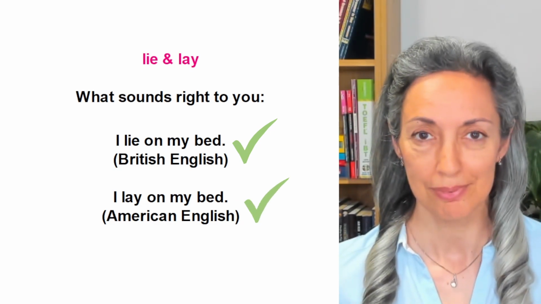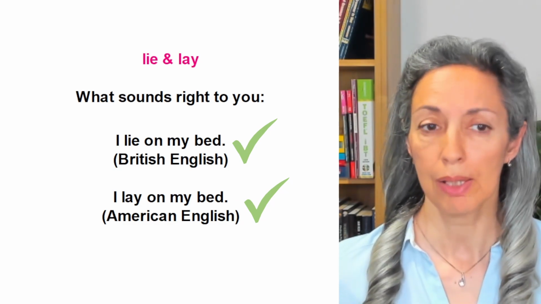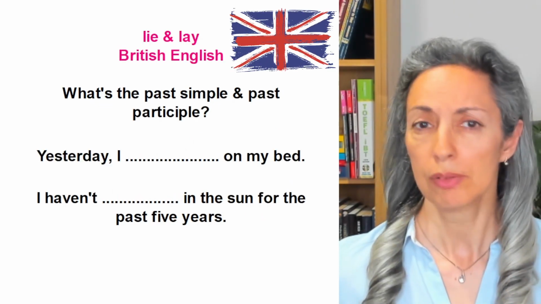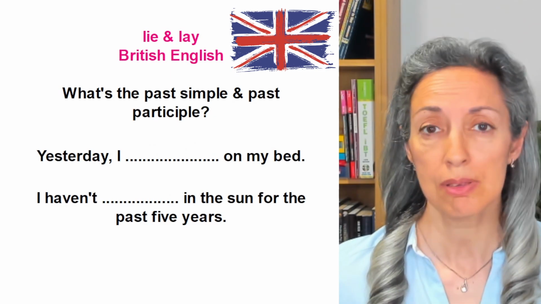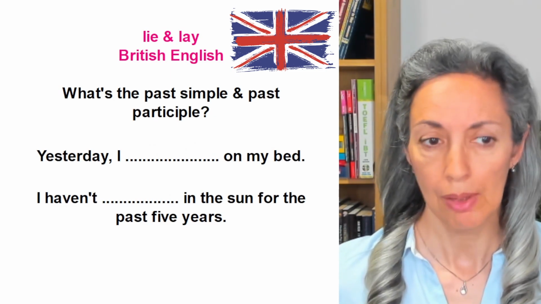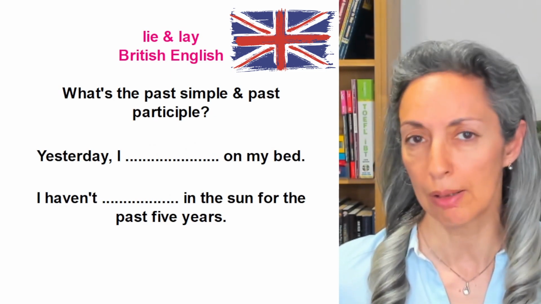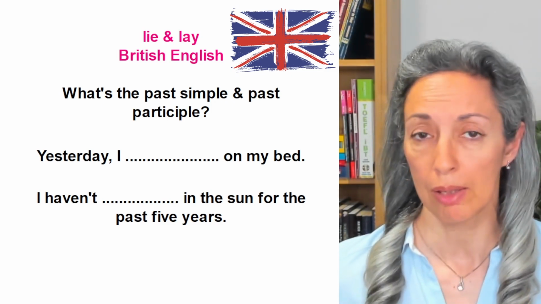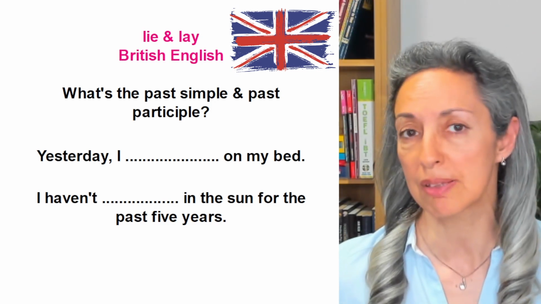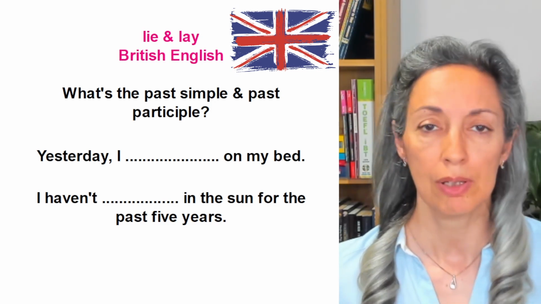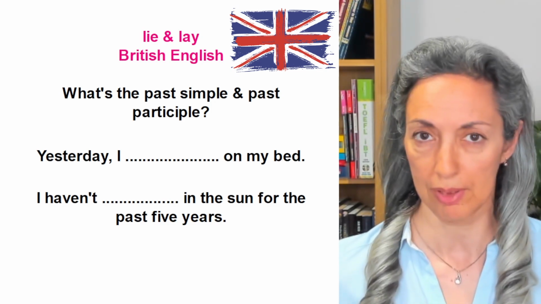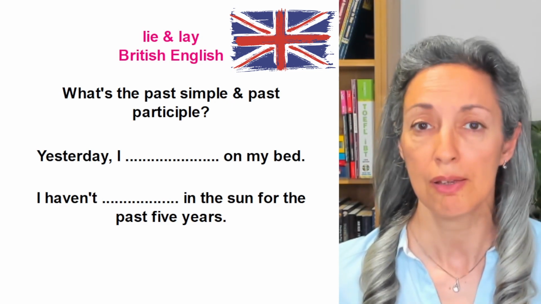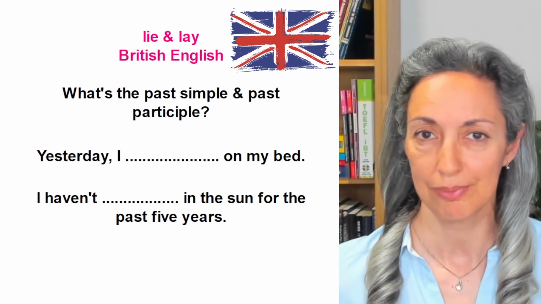So let's look at the verb lie in British English and figure out what the past tense and the past participle are. For example, yesterday I blank on my bed. What's the past simple form? And the past participle in a sentence like I haven't blank in the sun for the past 5 years. Let's see if you can fill in these 2 blanks.